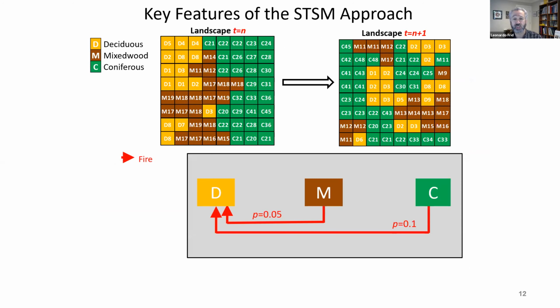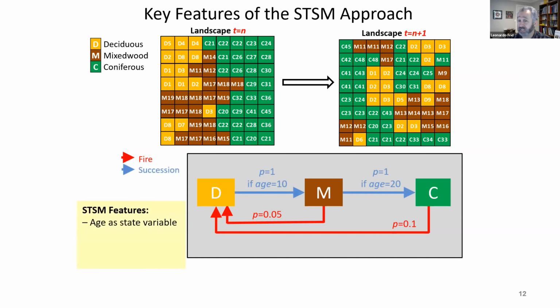So some of the key features of the approach is that the probability of a transition can vary according to the vegetation state. So in this case, probabilities of fire for mixed and coniferous are shown to be different. The probability can be contingent on other state variables. So in this case, the process of succession is contingent on the age of a particular location. So we have succession occurring in this case with a probability of 1 if the age reaches 10, and from mixed to conifer at the age of 20.